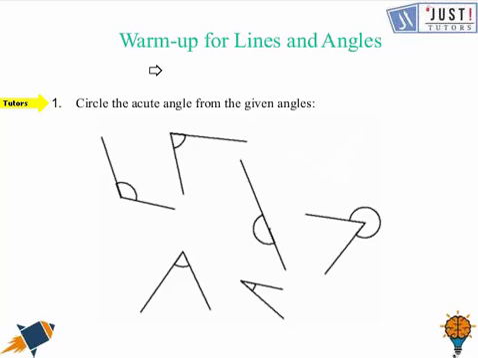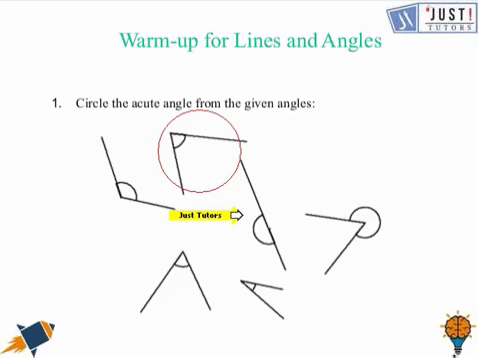So here we have to circle the acute angles out of these following angles given to us. So let's come to this first one. Acute angle is an angle which is less than 90 degrees. But here, for the first one, we can clearly see that it's more than 90 degrees, so it is an obtuse angle. Coming to this one, that is less than 90 degrees, so it is an acute angle, so we can circle that.